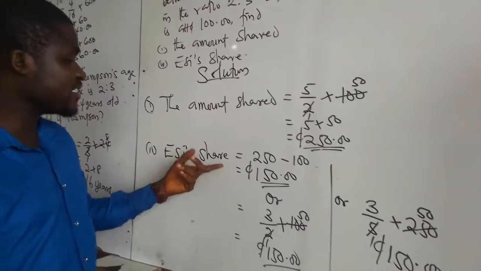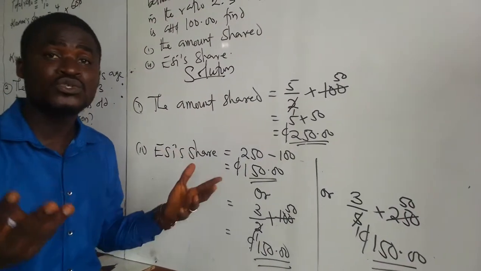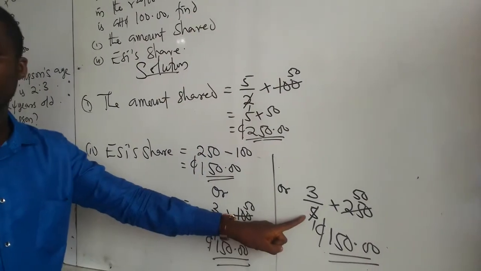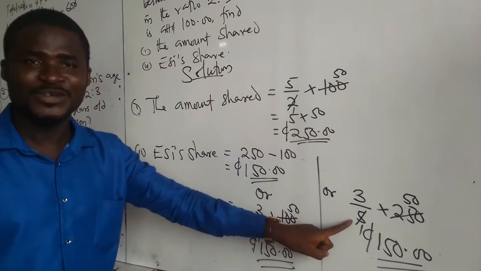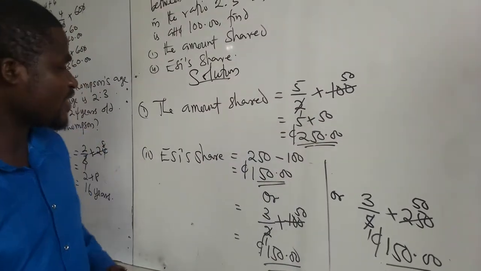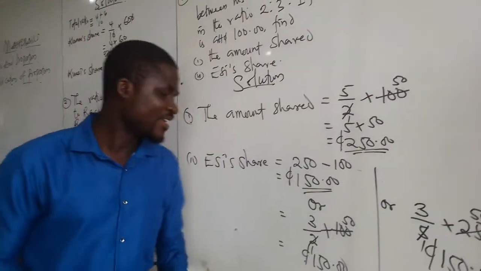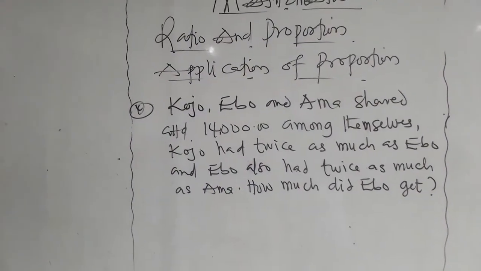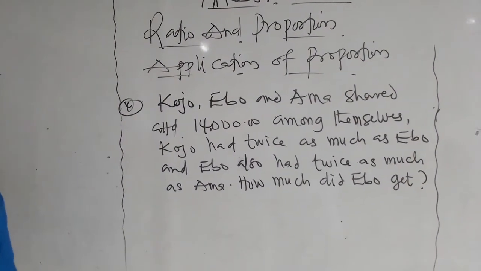So to find S's share, you have 3 methods you can use to get your answer. Method 1, method 2, method 3. Hope you are getting it? Good. Now let's go and solve the last question.